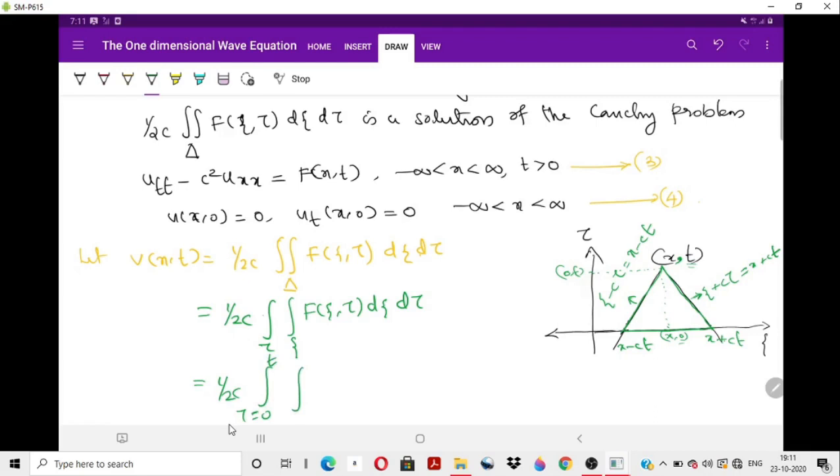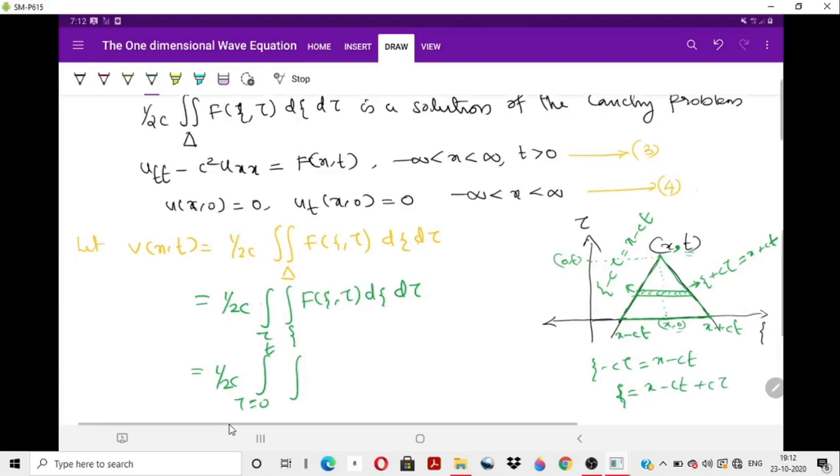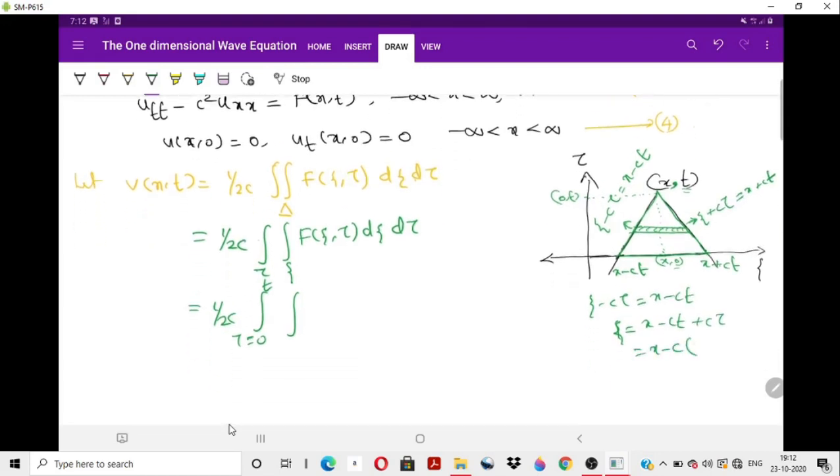Now theta varies from, here theta is the horizontal line, so the integral is from the line theta minus tau equal to x minus ct, to theta plus tau equal to x plus ct. So the integration starts from the line theta minus tau equal to x minus ct, or theta is equal to x minus ct plus tau, or this is equal to x minus c into t minus tau.